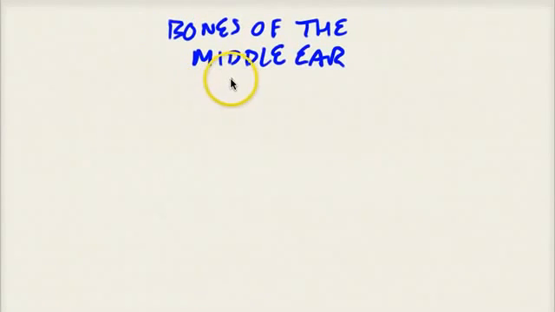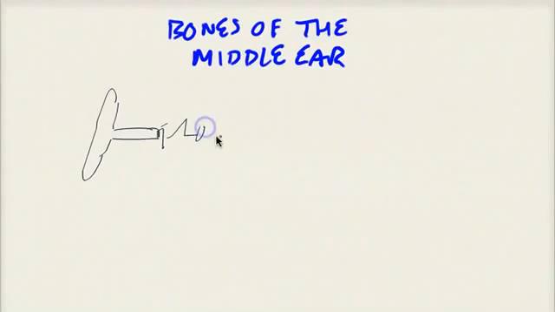So first we have to understand the bones of the middle ear, which play a role in transferring sound from the world to the inner ear. This is the portion between the eardrum and the oval window. If we're looking at an ear, we have our auditory canal, and we have an eardrum right here. Then we have our three bones, which attach to the oval window.